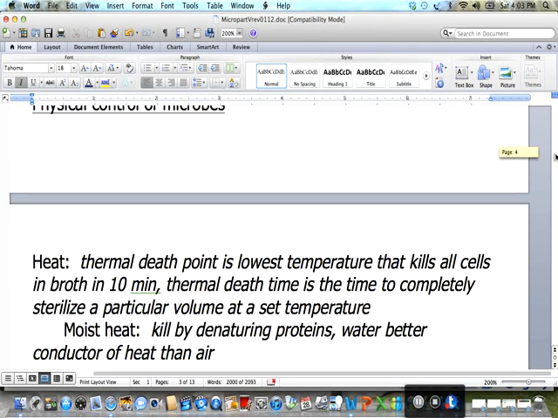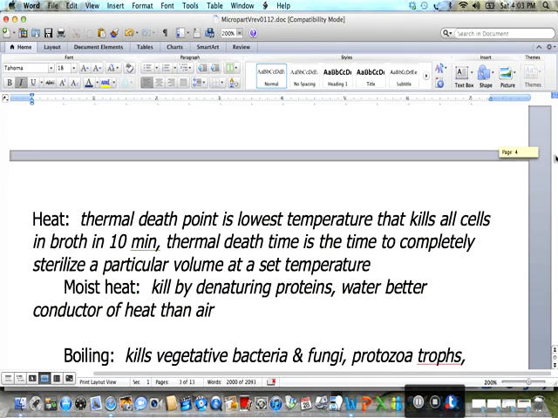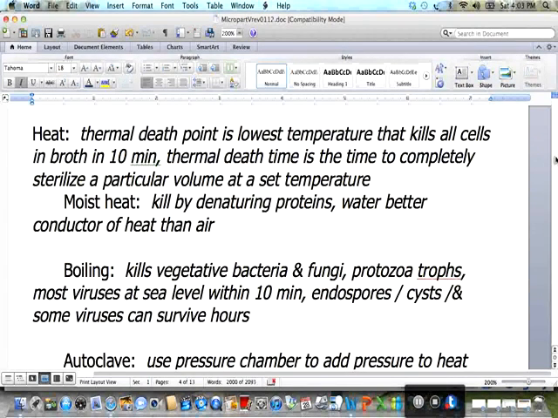There are also physical methods to control microbial growth. Several of these involve altering the temperature. The thermal death point is the lowest temperature that kills all cells in a broth in 10 minutes. The thermal death time is the amount of time to completely sterilize a particular volume at a set temperature.